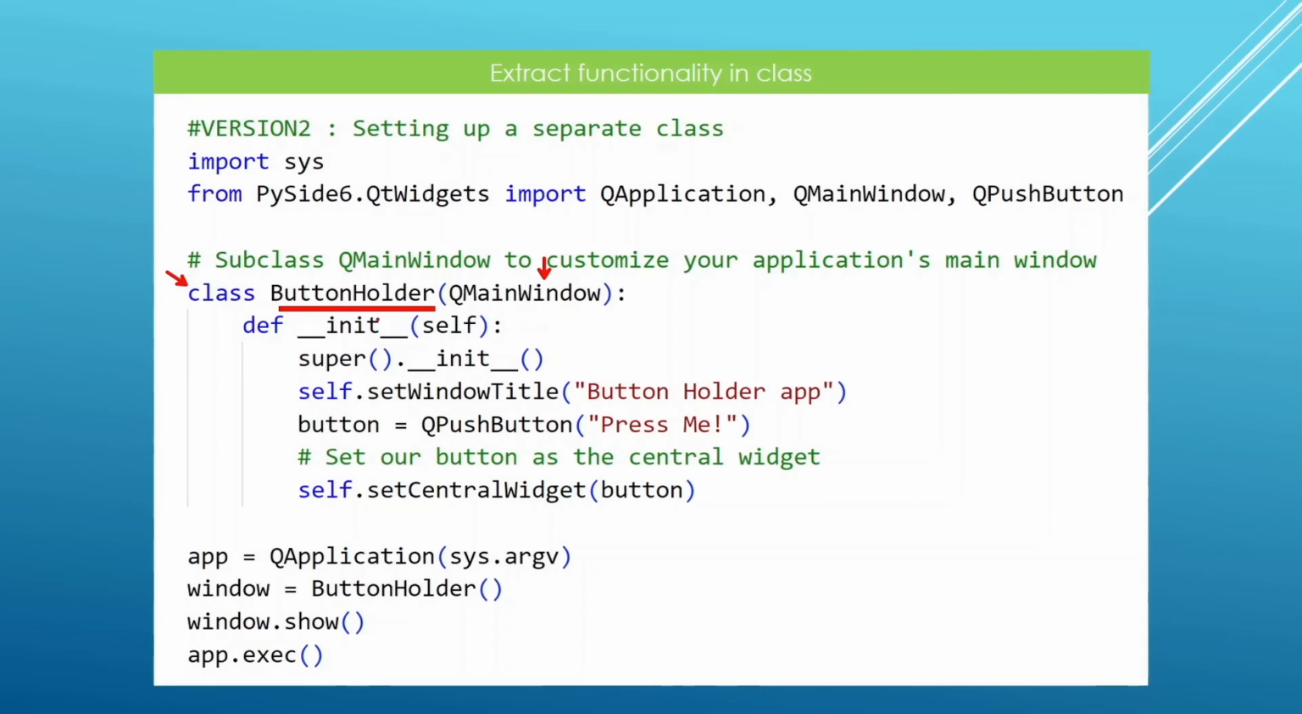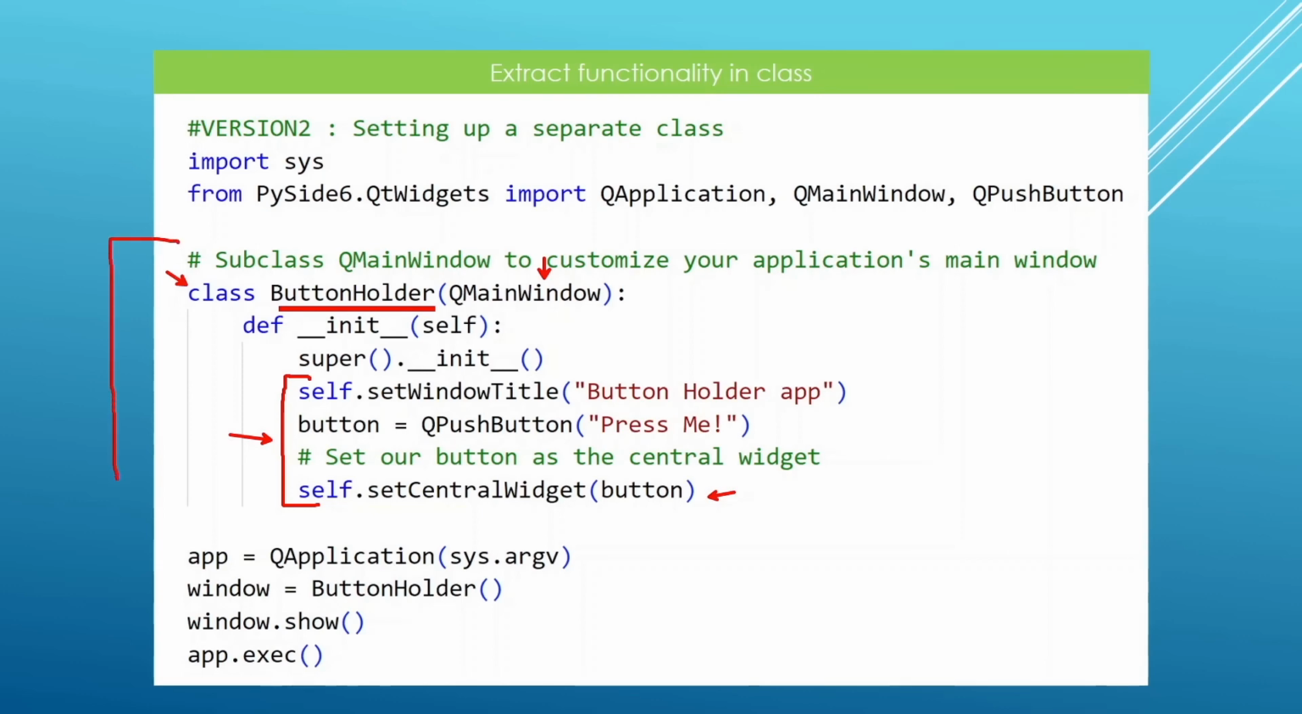And if you know Python object-oriented programming, this is not new to you. So we will have a constructor. And in the constructor, we will be doing the things we were doing in our main Python file. You see, we are setting up the window title, we are setting up the button, and we are telling the button to be the central widget for this button holder class.